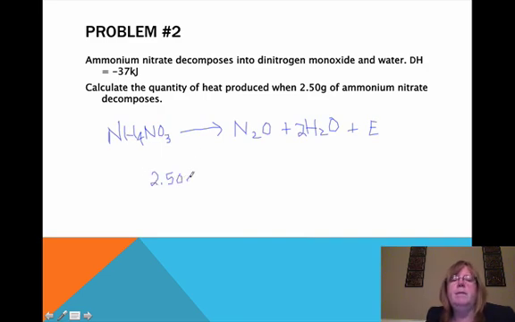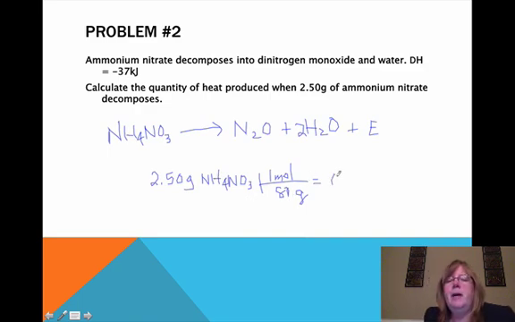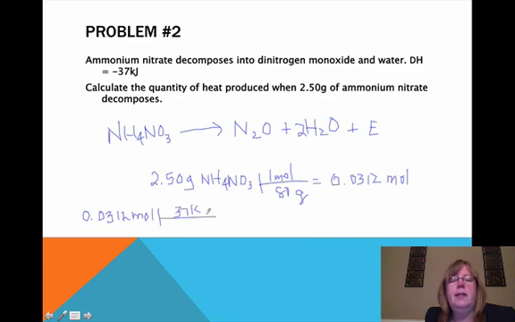And so let's go ahead. We have 2.5 grams of ammonium nitrate. And the molar mass of ammonium nitrate is about 80 grams. And so when we do this, 2.5 divided by 80, we come up with 0.0312 moles of ammonium nitrate. So we can see that there are 37 kilojoules released for 1 mole. How much is released for 0.0312 moles? And when you set this up, we're going to have 0.0312 moles. And we've got 37 kilojoules released for 1 mole. And so our answer is about a kilojoule. Okay, so we're adding a little bit of stoichiometry in with this thermochemistry.